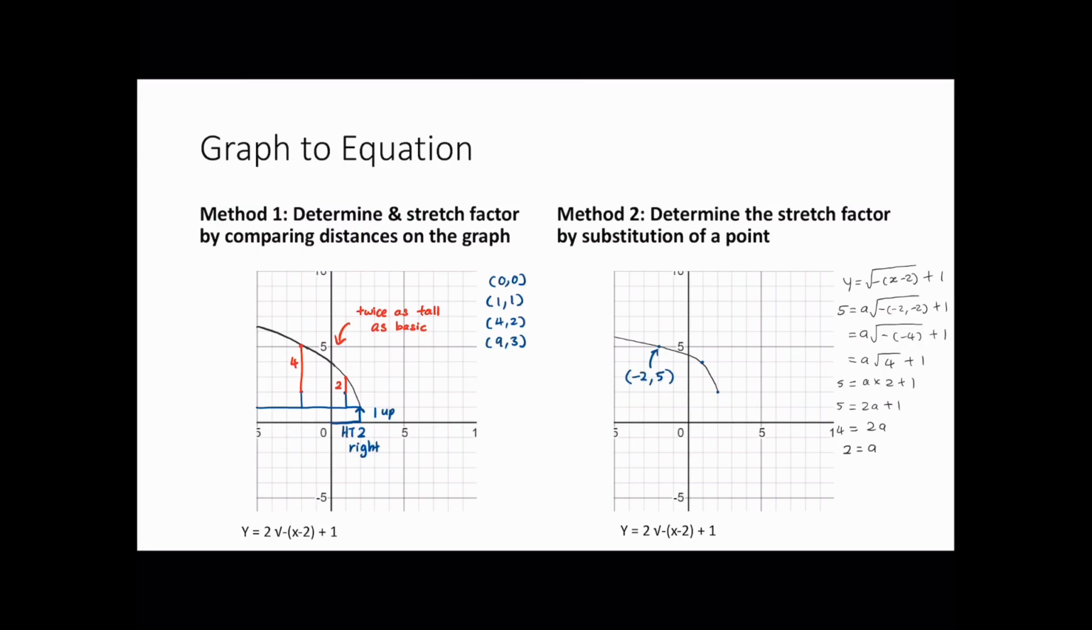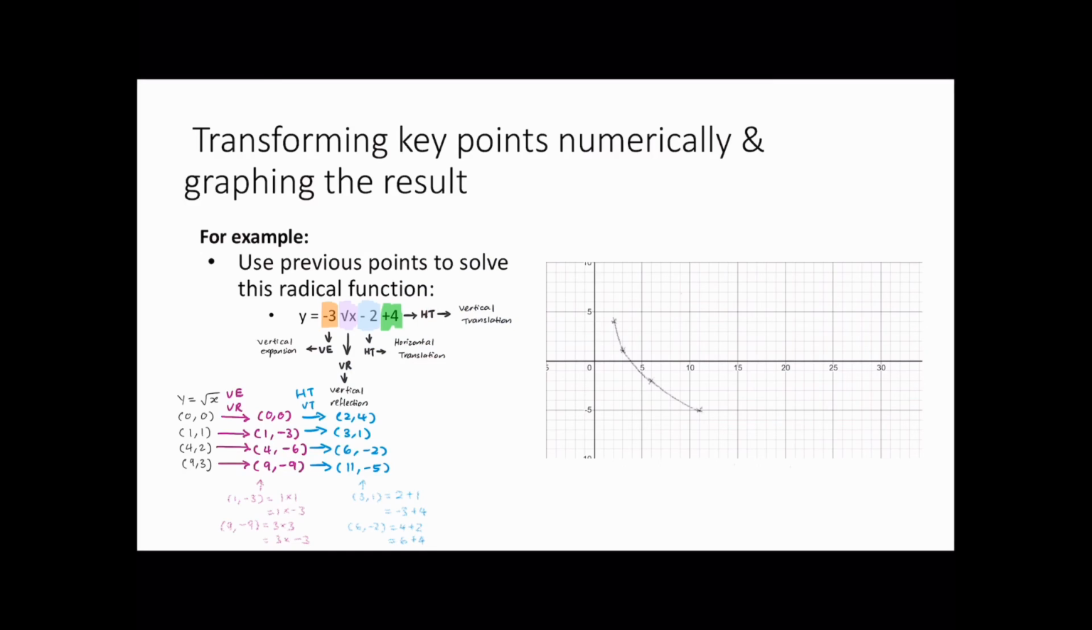Here is an example of changing a graph form into an equation. There are two types of method. The first one would be comparing distances of the graph, and the second would be substituting a chosen point into the formula y equals square root of x minus a, plus b. Finally, using the basic function y equals square root x to solve this question.